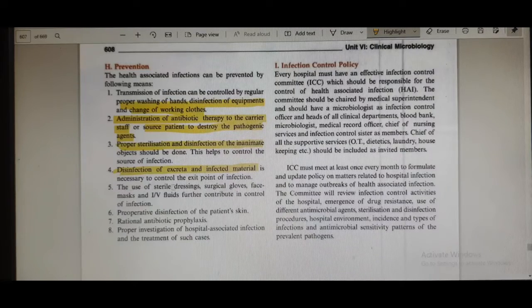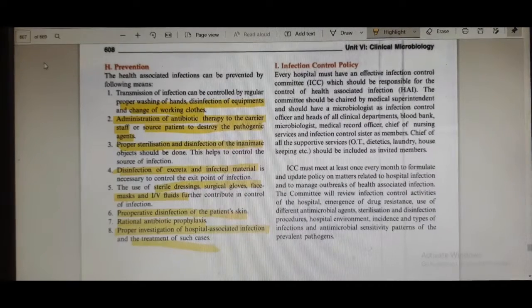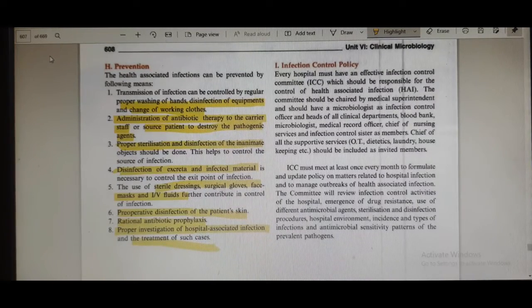The use of sterile dressing, surgical gloves, face masks, and IV fluids further contributes to the control of infection. Preoperative disinfection of patient skin. Rational antibiotic prophylaxis. Proper investigation of hospital associated infection and treatment of such cases. So those are the different ways of preventing the transmission of infection.